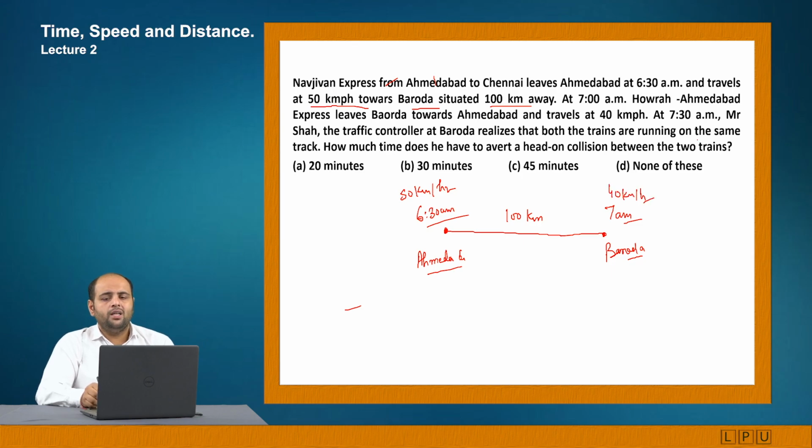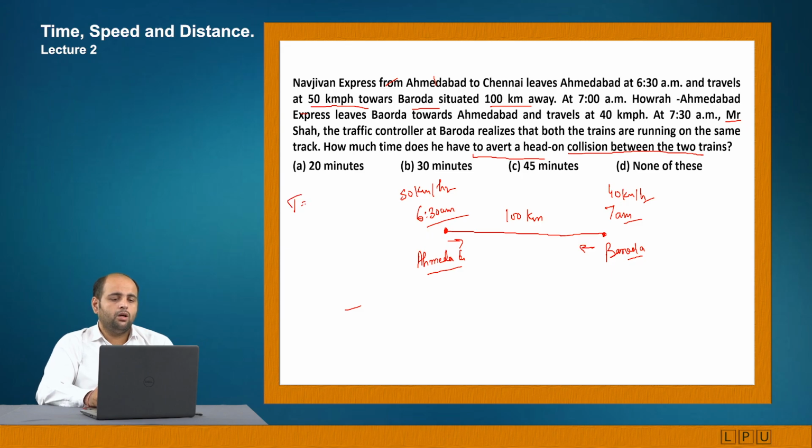Okay. Now, there is a traffic controller named Mr. Shah. He realizes that both the trains are running on the same track. So, how much time does he have to avert the collision? So, we have to find out the time to avert the collision. For that, we have to find out the collision time. As we know, this train is coming in this direction and this train is coming in this direction, and we have to find the collision time.